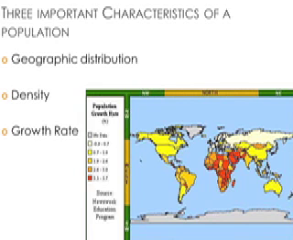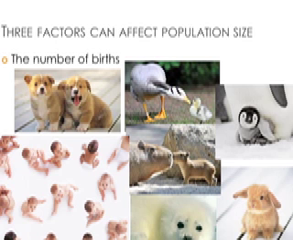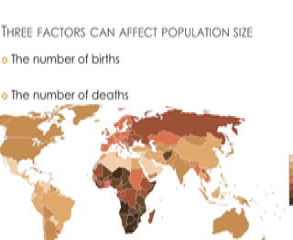There are 3 factors that can affect population size. Number 1 is the number of births. Yay, look at all these cute little babies. Aren't they adorable? Yay. The second is the number of deaths.